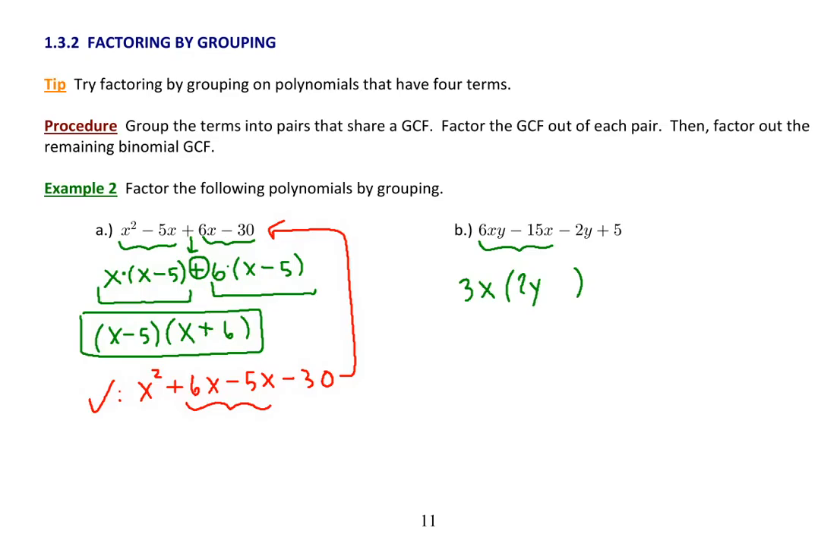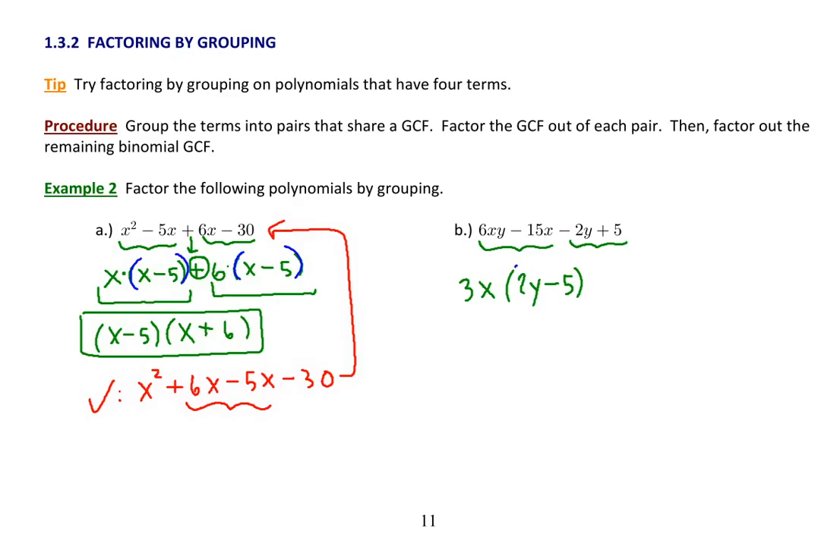Moving on to the next term, negative 15x. If we divide that by 3x, that would leave behind minus 5. Okay, so that's the GCF taken out of the first pair. Now we want to extract the GCF from the second pair. If we look at negative 2y and positive 5, they don't have a greatest common factor bigger than 1, or perhaps negative 1. But remember, on our first problem, factoring by grouping worked because those second two binomials matched. That's my goal in factoring by grouping.